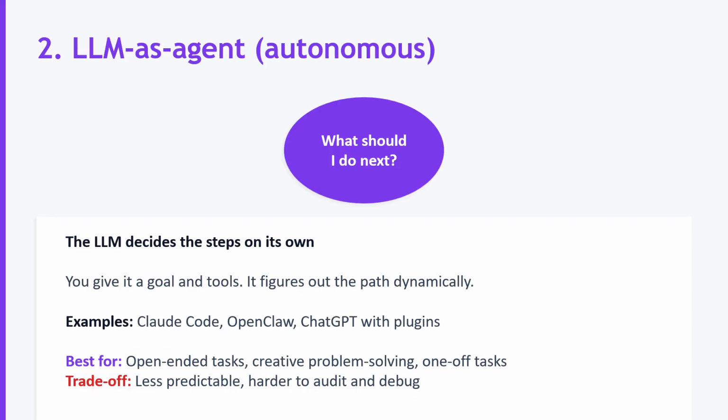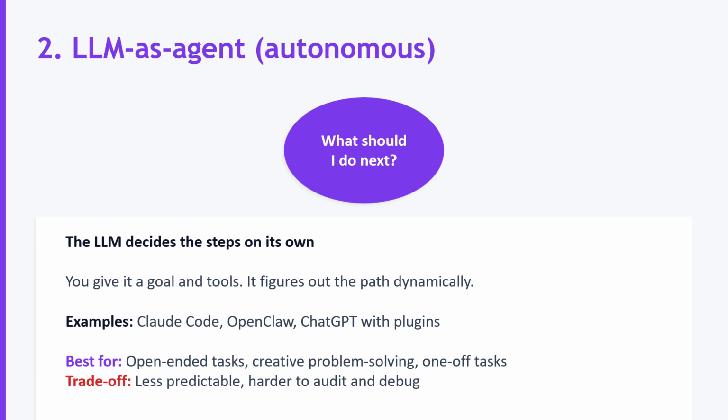In the second approach, the LLM itself decides what to do next. You give it a goal and a set of available tools, and it figures out the steps on its own. It calls a tool, observes the result, decides the next action, and repeats until the goal is achieved or until it gets stuck.